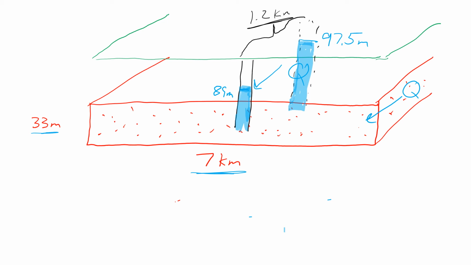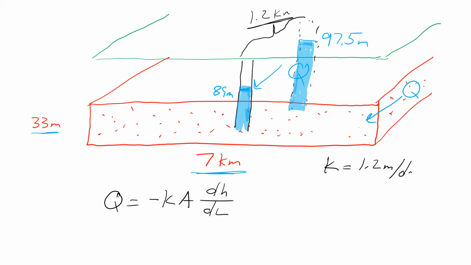So, if we simply take Darcy's law, Q equals negative K A dH/dL. Remember our K is 1.2 meters per day. Area, I'm going to convert this to meters. So 7 kilometers is 7,000 meters times 33 meters thick.